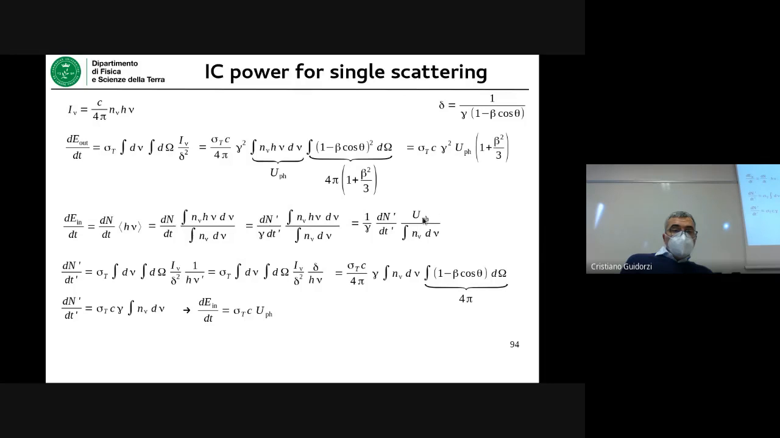And then if you pay attention, you see that the same integral just shows up both in the numerator here and in the denominator here. So it just goes away. So in the end, this formula is very simple.